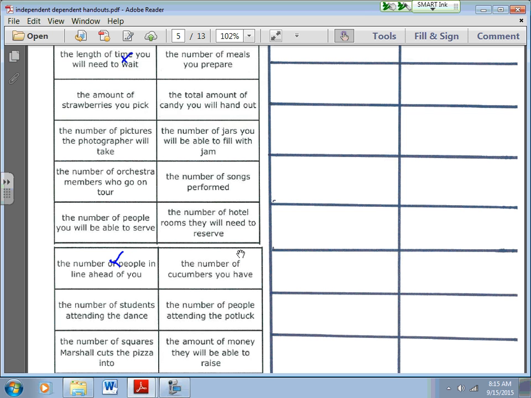Okay, so the number of meals you prepare. Yeah. Number of meals you prepare is the independent part. Well, isn't it the dependent part? Because it depends on how many people attend the potluck. Oh, okay, yes. You're right.